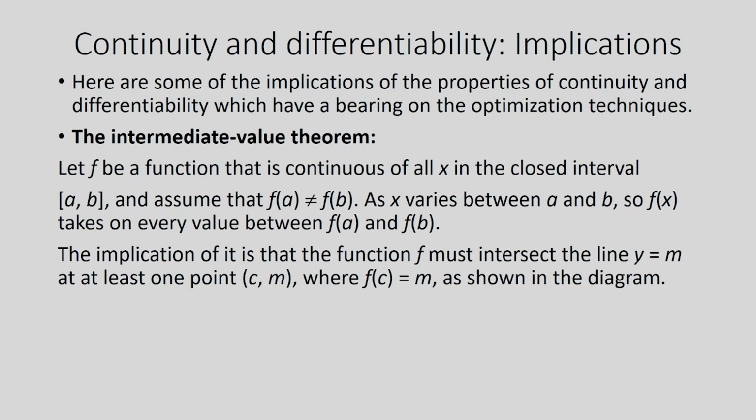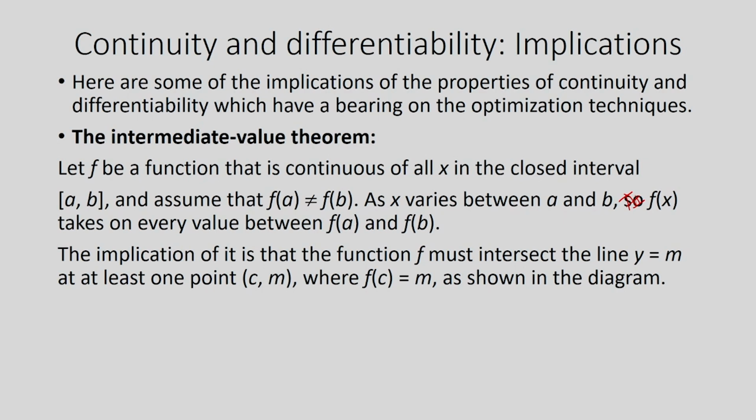Now, this is the first one, the intermediate value theorem. What does it say? Let f be a function that is continuous for all x in the closed interval a to b, and assume that f(a) is not equal to f(b). As x varies between a and b, f(x) takes on every value between f(a) and f(b). This is what is known as the intermediate value theorem.